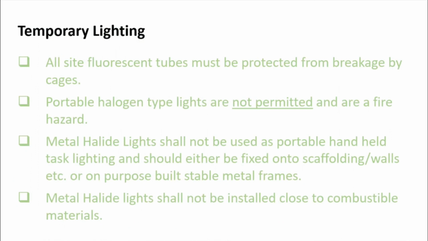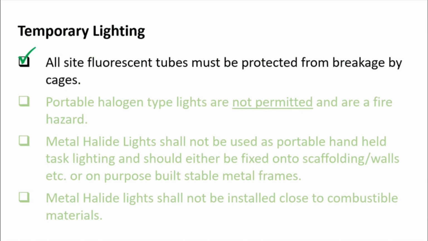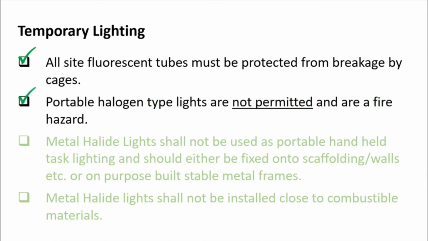Temporary lighting. All site fluorescent tubes must be protected from breakage by a cage. So if you are using fluorescent tubes, you should provide protection by a cage. Portable halogen type lights are not permitted. Halogen emits too much heat on the side that may cause fire.